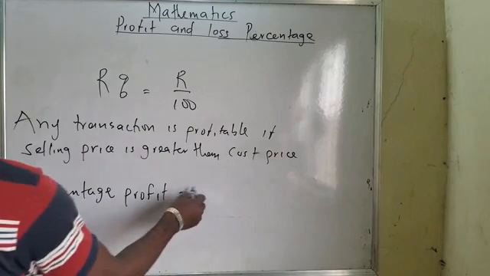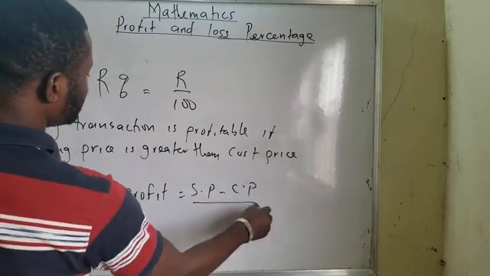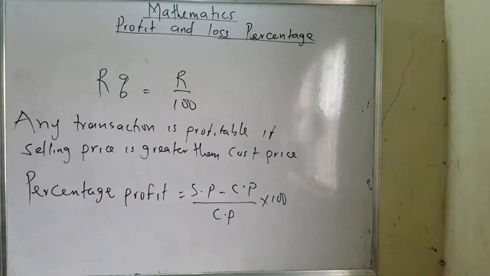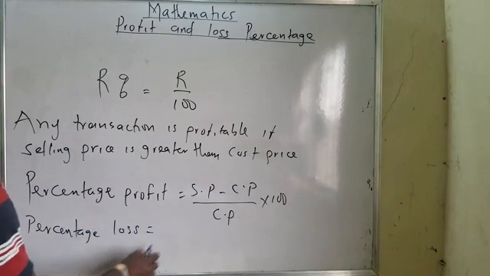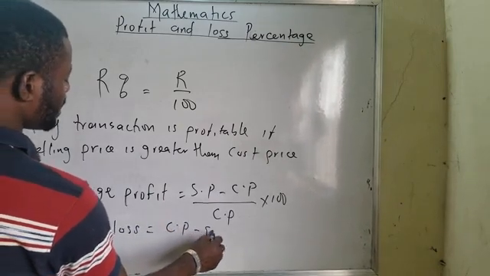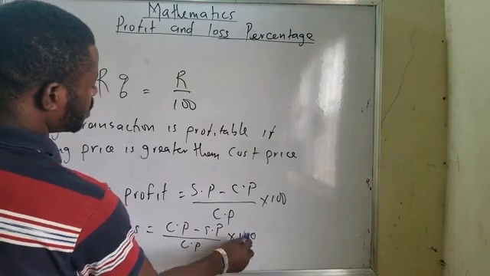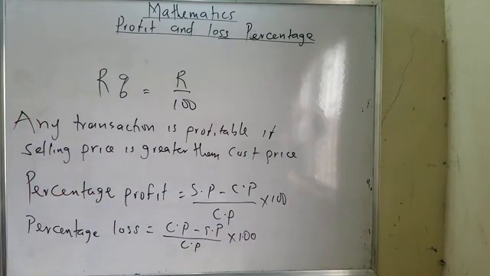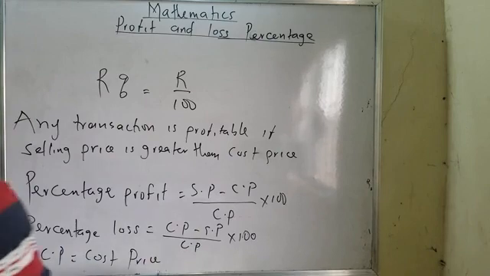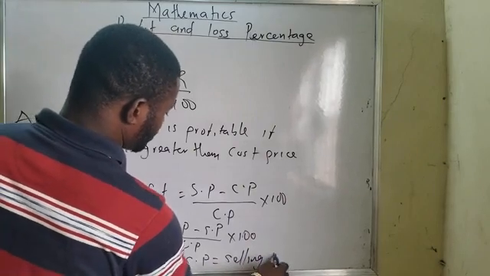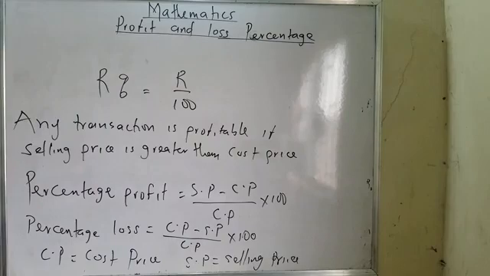equals selling price minus cost price, divided by cost price, multiplied by 100. That is percentage profit. And also percentage loss equals cost price minus selling price, divided by cost price, multiplied by 100. Please take note of this very well. CP is known as cost price, and SP is known as selling price. They are very important.